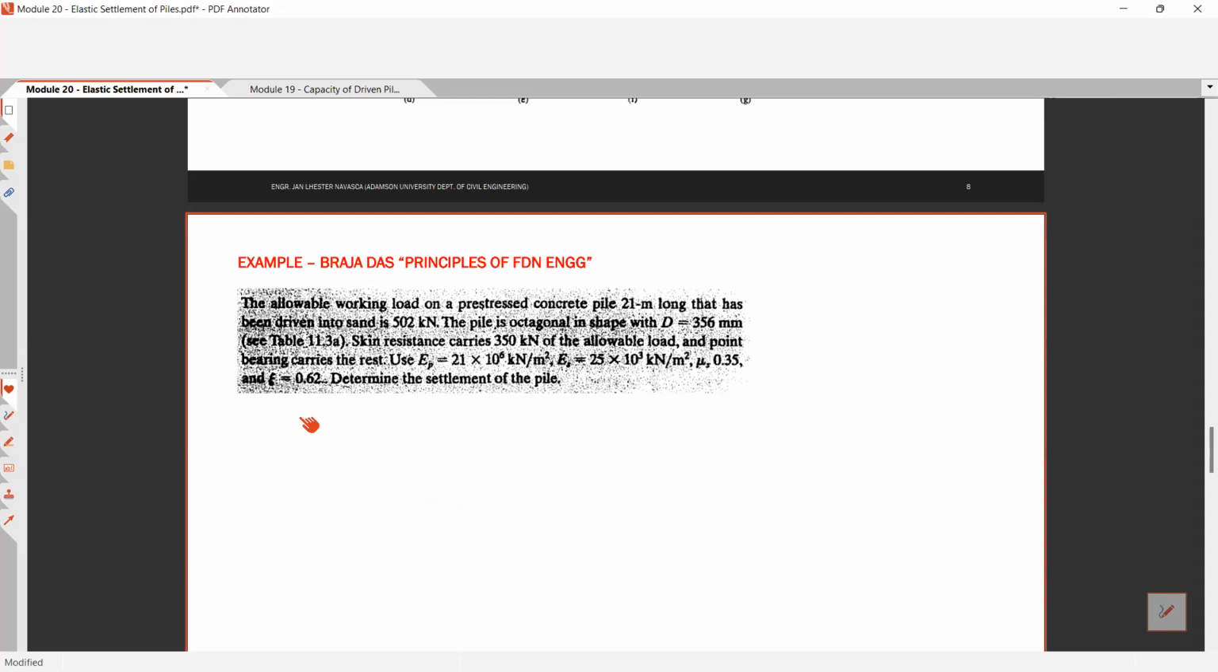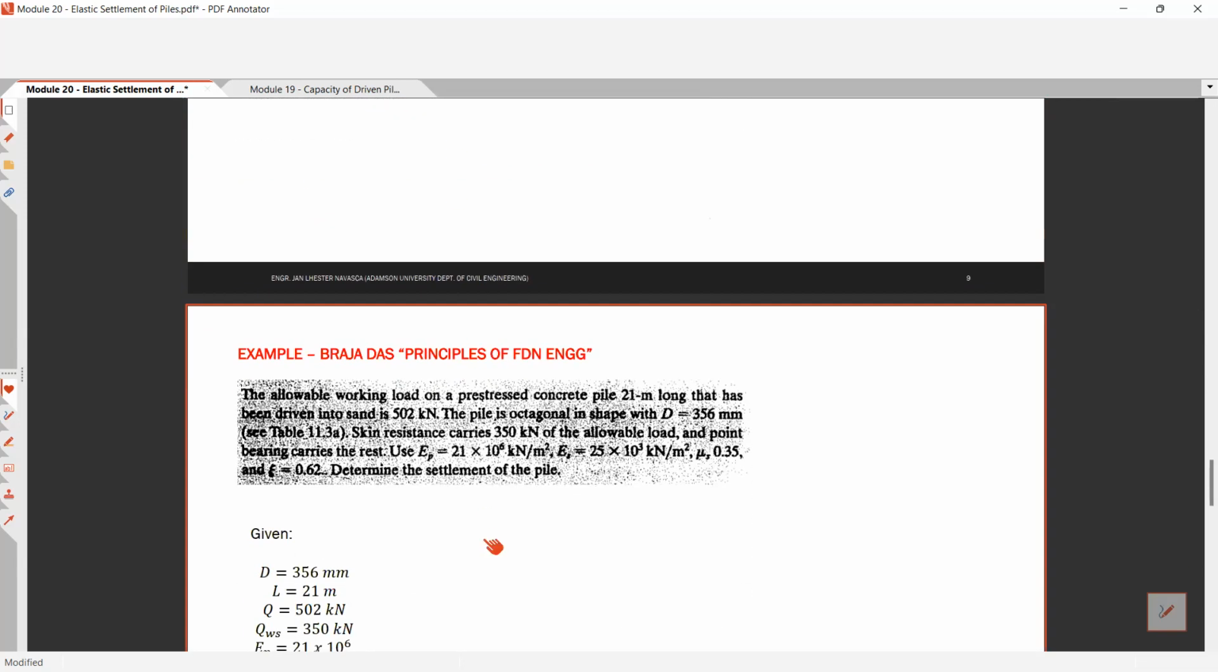Next, according to the problem, the pile is octagonal in shape with D equal to 356 millimeters. The skin resistance carries 350 kilonewtons of the allowable load, and the point bearing carries the rest. Using E sub P, the modulus of elasticity of the pile, as 21 times 10 raised to 6 kilonewton per square meter. The modulus of elasticity of the soil below is 25 times 10 raised to 3 kilonewton per square meter. The Poisson's ratio is 0.35, and the epsilon value, assumed for triangular load, is 0.62. Determine the settlement of the pile.